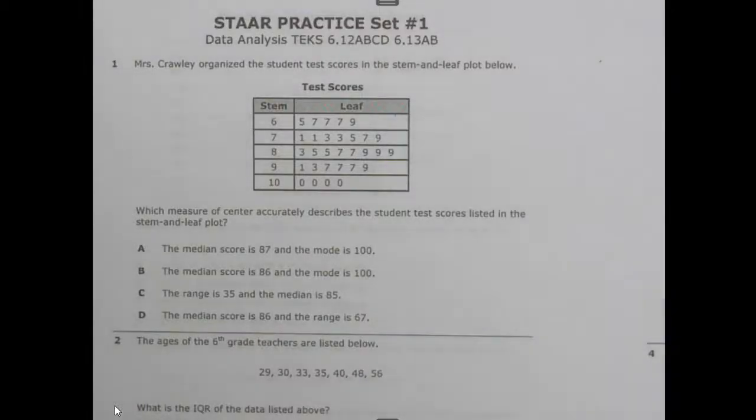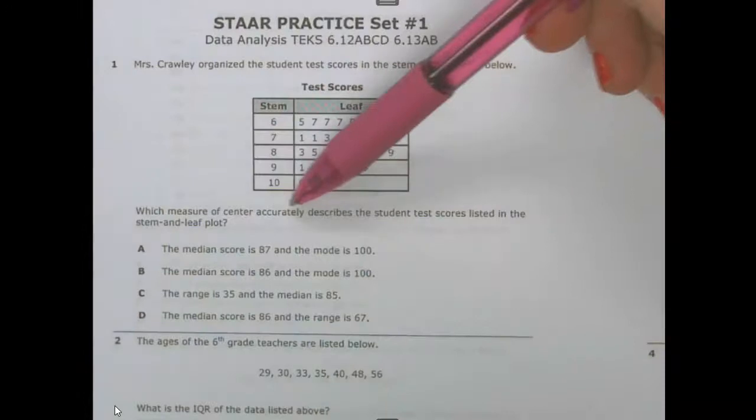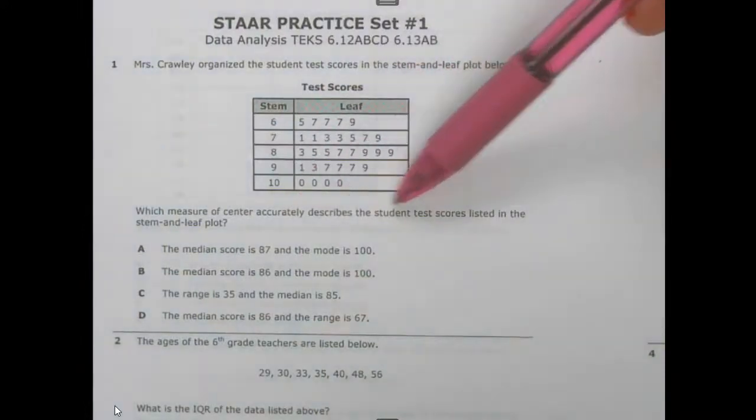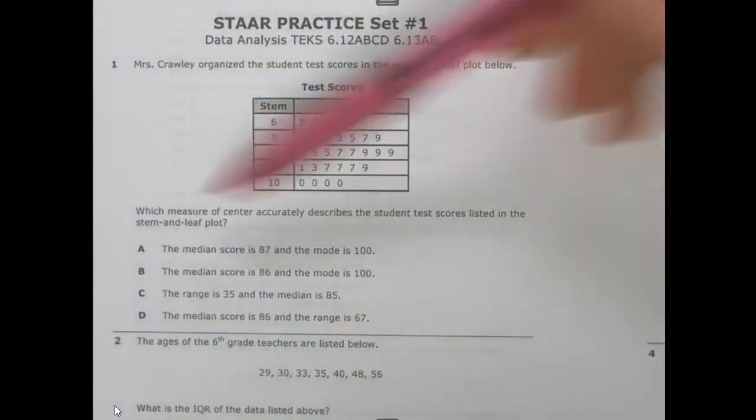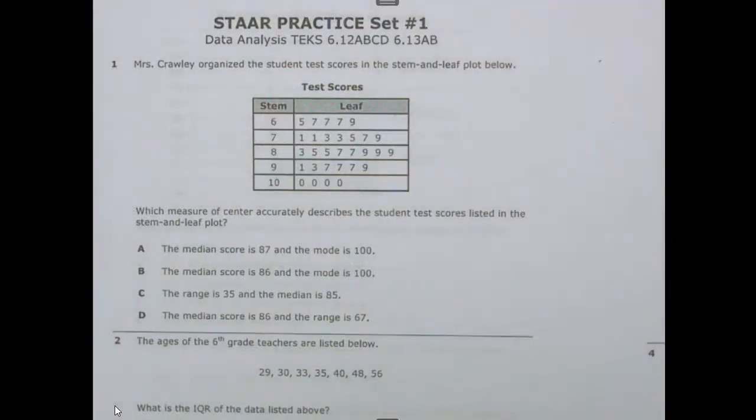Ms. Crawley, organize the students' test scores in a stem and leaf plot below. Which measure of center accurately describes the students' test scores listed in the stem and leaf plot? The median score is 87.